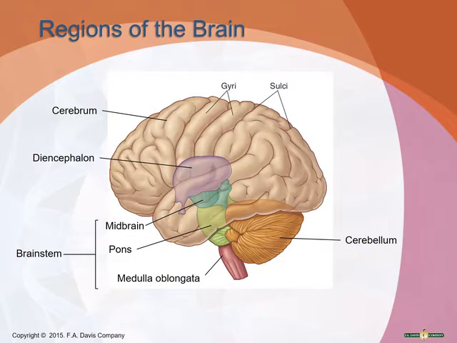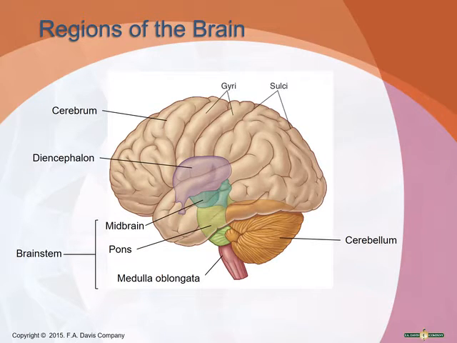The diencephalon sits between the cerebrum and the midbrain. It's in here. It's kind of inside. That's why it's shown as see-through. It's really inside. You can't see it from outside. The cerebellum, that's the second largest region of the brain. Even though it's the second largest, it contains more neurons than the rest of the brain combined. And then the brainstem makes up the rest of the brain. And again, it's inside, so it's hard to see. The brainstem has three parts to it, of course: the midbrain, the pons, and the medulla oblongata.